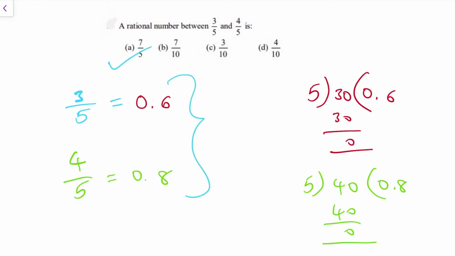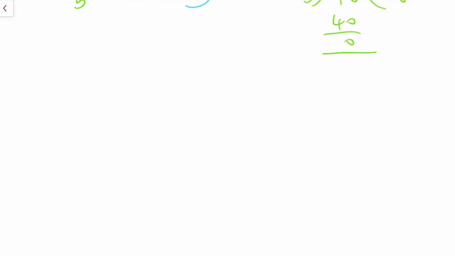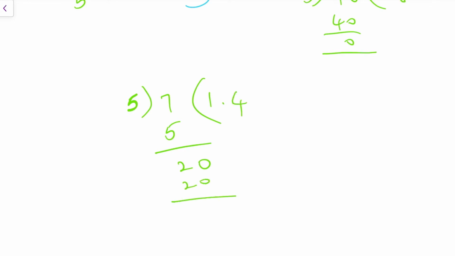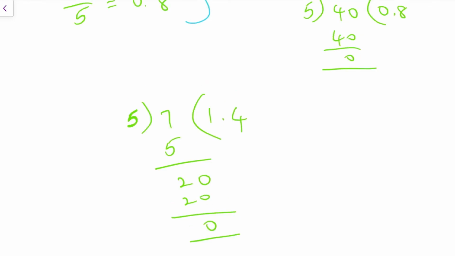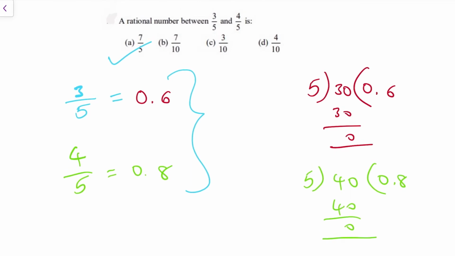First option I have 7 divided by 5. So 7 divided by 5, if I do division, 5 here and 7 in the middle. 5 ones are 5, 7 minus 5 is 2, 0.0, 5 fours are 20. So 7 by 5 is nothing but 1.4. So here option A is 1.4.